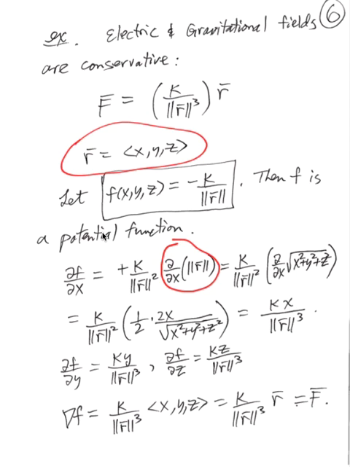The square root of the sum of the squares. So you've seen this before, right? I've got to take the partial derivative of that with respect to x. That doesn't look so bad. Once again, I've got to use some power rule and chain rule and stuff.